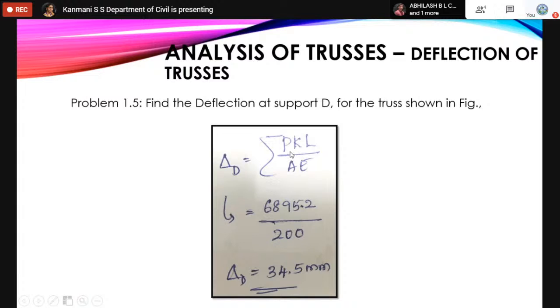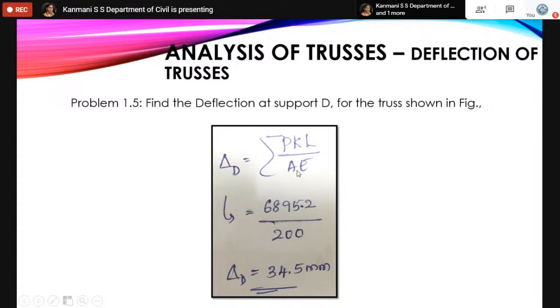So in the table itself, you'll get some value, with E as 200 kilonewton per mm square. So you will get the final answer, delta D is equal to 34.5 mm. This is about the deflection of trusses. So after this, I'll move on.